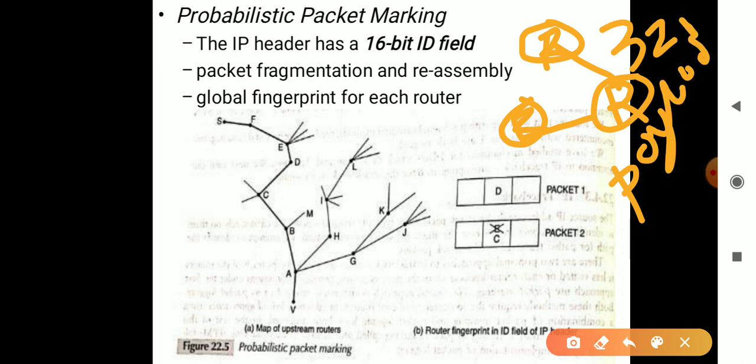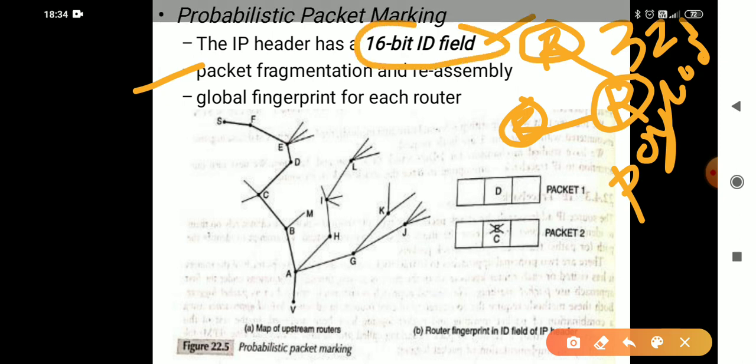Now how do I avoid this? It is simple. I'm going to use a 16-bit field that is present in the IP header, which helps in fragmentation and reassembly. But again, when there are more hops, then obviously the payload is more. So to avoid that, we use a global fingerprint for each router.